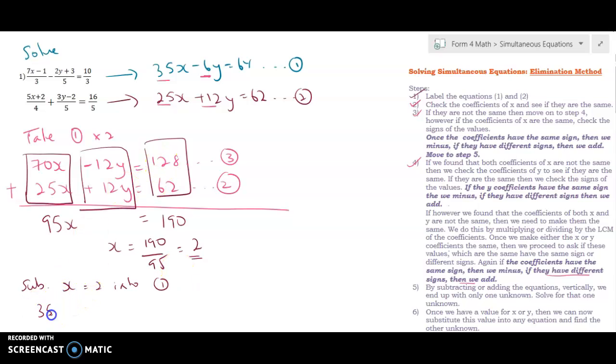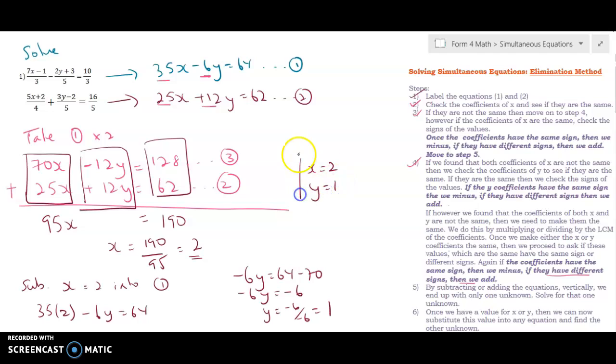So I will do 35 by 2 minus 6y is 64. 35 by 2, that's 70. So I'll get minus 6y is 64 minus 70. Minus 6y is minus 6. Y is minus 6 on minus 6, which is 1. So that, everyone, gives us our answers for number 1, which is x is 2 and y is 1.